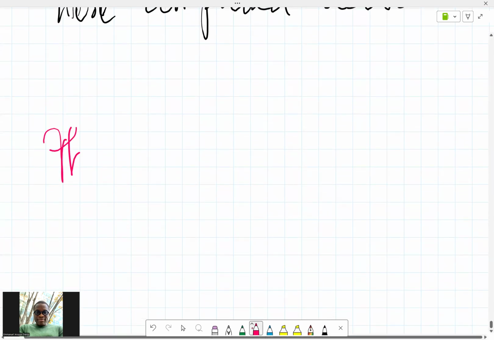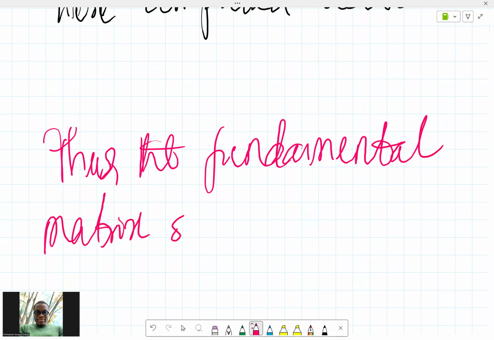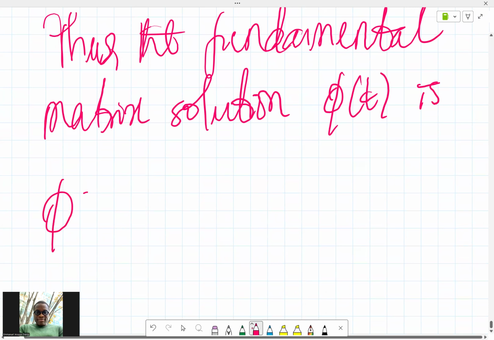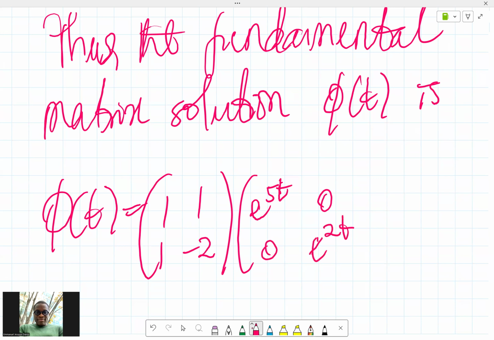Thus, the fundamental matrix solution phi of t equals 1, 1, 1, minus 2, times e raised to the power 5t, 0, 0, e raised to the power 2t, times 1, 1, 1, minus 2 raised to the power minus 1.